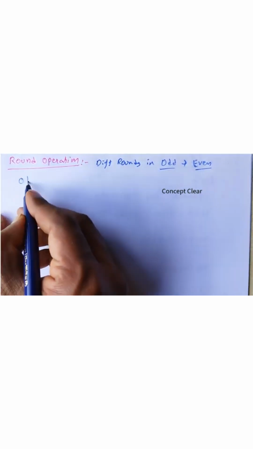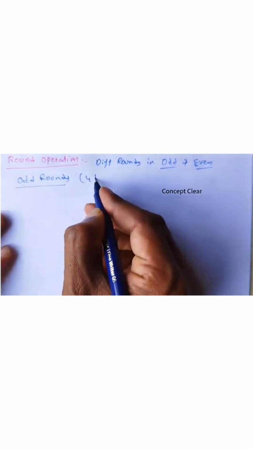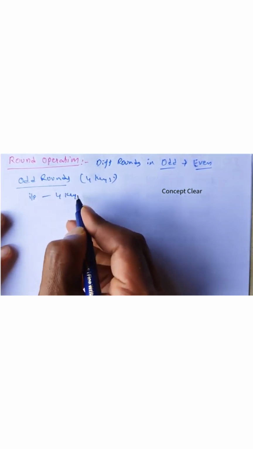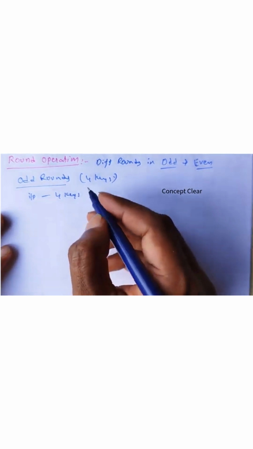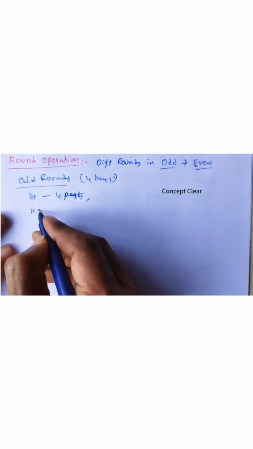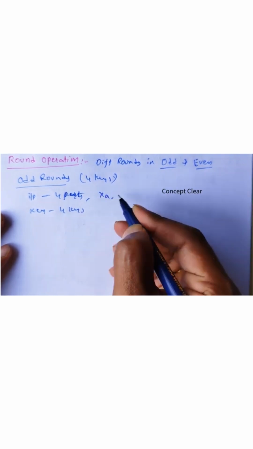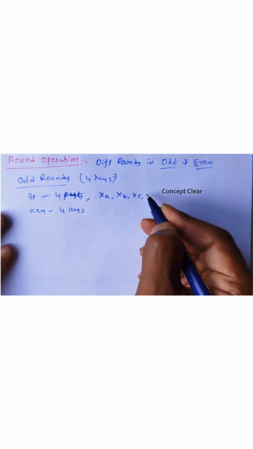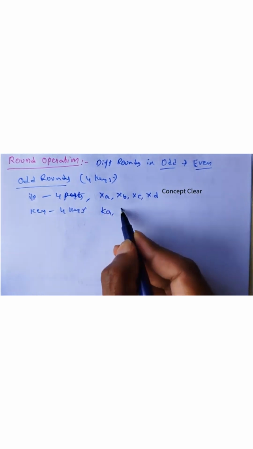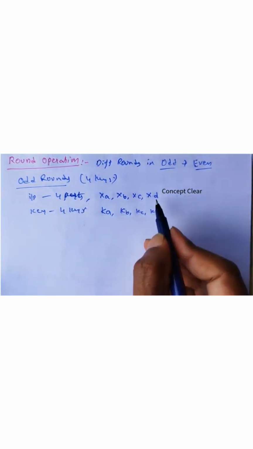First we will see odd rounds. On odd rounds, how many keys are we using? We are using 4 keys. So that is the difference. Input is 4 parts and the key is 4 keys. I am taking the input parts as XA, XB, XC, XD, and the keys as KA, KB, KC, KD.